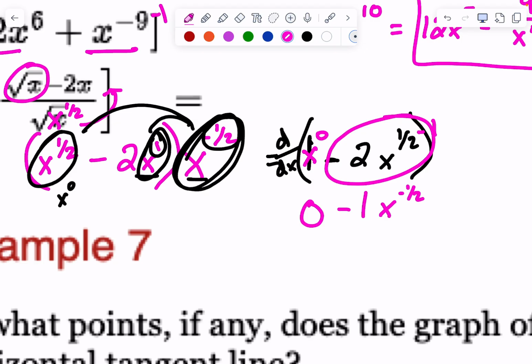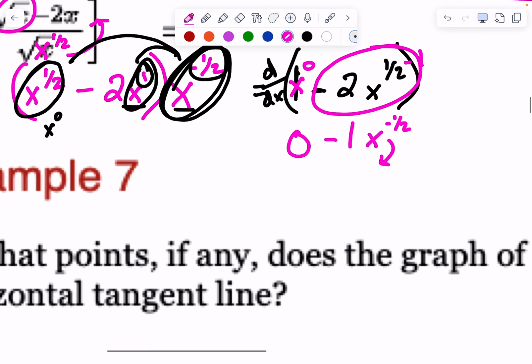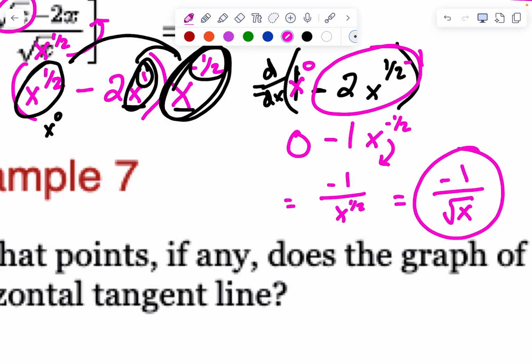Was that too fast? No. Okay, now I'm going to put him on the bottom. So 0 just goes away. I'm just going to ignore the 0. Negative 1 over x to the 1/2, or negative 1 over the square root of x. Beautiful. Look at that.